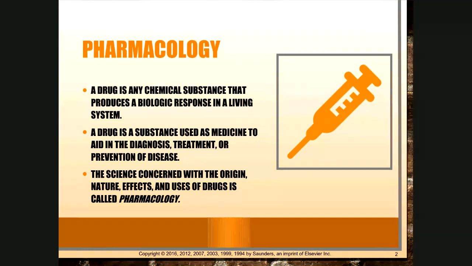And as far as being on the registry, don't let this chapter overwhelm you. We're just going to kind of touch on the drugs, the different dose forms, the different classifications, and what some of these drugs do. When we look at pharmacology, they start off by defining a drug, which is any chemical substance that produces a biologic response in a living system. Drug is also a substance used as medicine to aid in the diagnosis, the treatment, or the prevention of disease. And the science that's concerned with the origin, the nature, the effects, and the uses of drugs is called pharmacology.